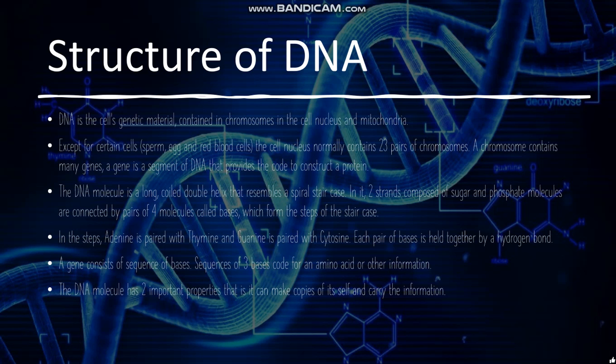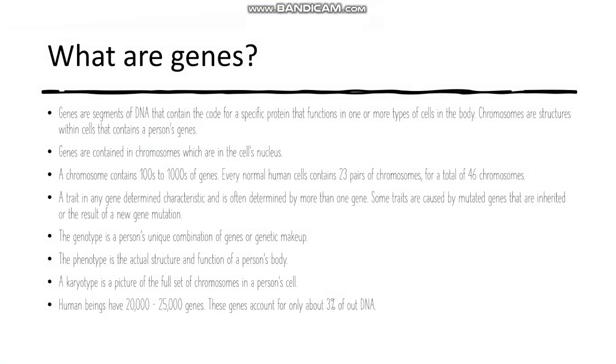A gene consists of sequences of bases. Sequences of 3 bases code for an amino acid or other information. The DNA molecule has two important properties: that it can make copies of itself and carry the information. Genes are segments of DNA that contain the code for specific proteins that function in one or more types of the cell's body. Chromosomes are structures within the cell that contains a person's genes.